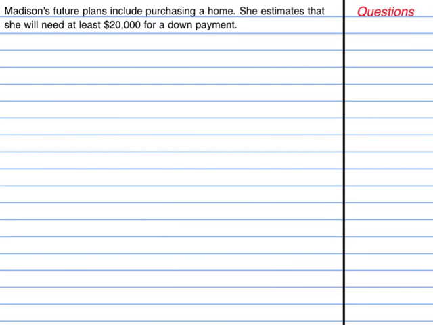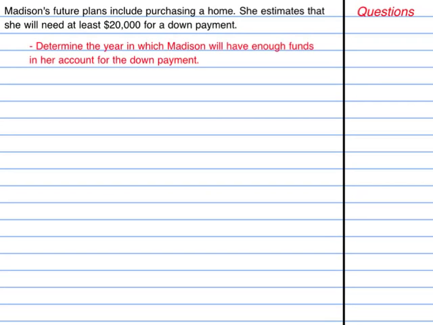Now, Madison's future plans include purchasing a home. She estimates that she will need at least $20,000 for a down payment. So, using the previous information we did, determine the year in which Madison will have enough funds in her account for a down payment. Once again, we take our function that we created, f of x equals 10,000 times 1.05 to the x power. And we notice that in the 15th year, she will have $20,000.